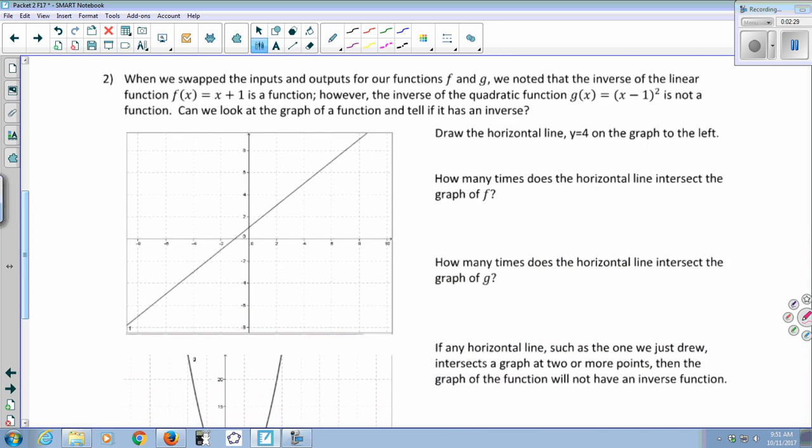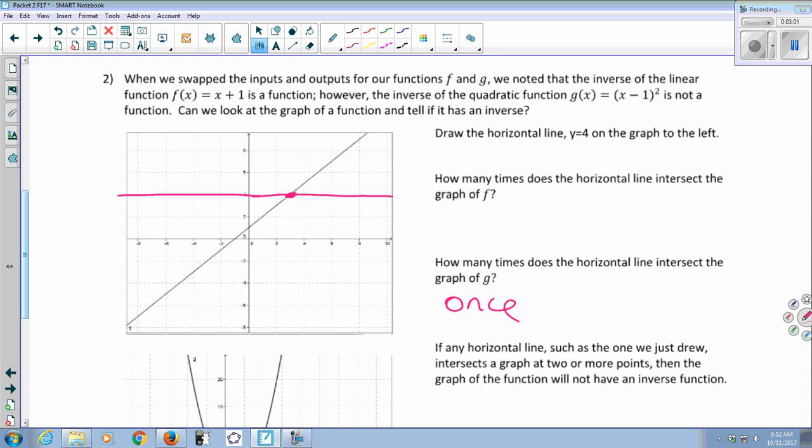So when you swap the inputs and outputs of our functions f and g, we noted that the inverse of the linear function f is a function, but the inverse of the quadratic, g, was not a function. Can we look at the graph of a function and tell if it has an inverse? So draw a horizontal line, y equals 4 on the graph to the left. So that would be right here. How many times does the horizontal line intersect the graph of g? Once, right here.